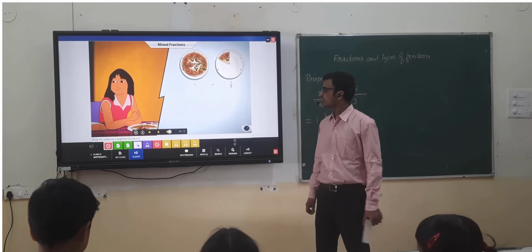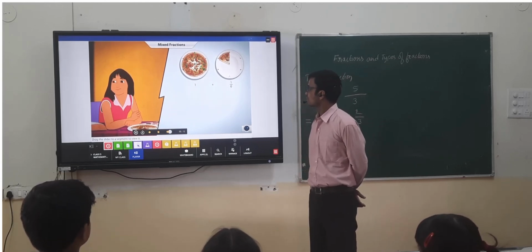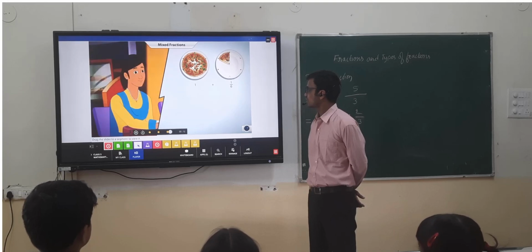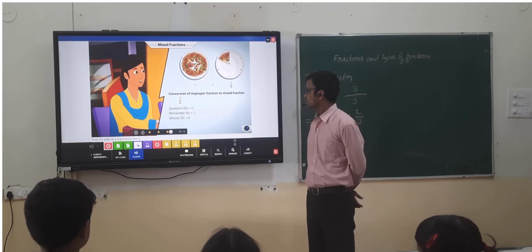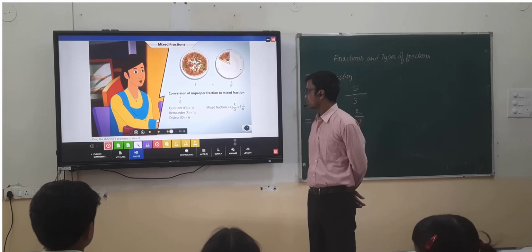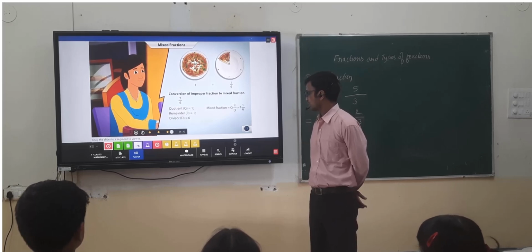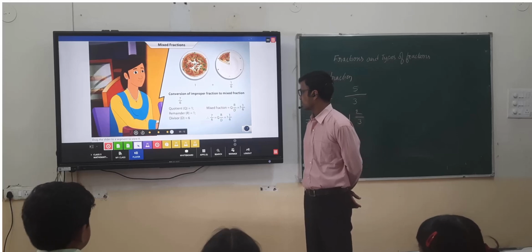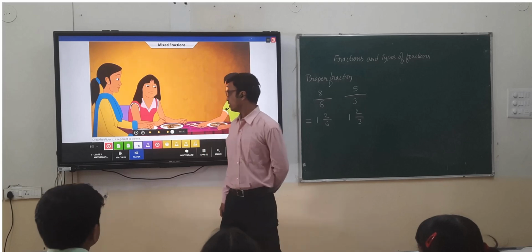But how do you convert an improper fraction to a mixed fraction? That's simple. All you need to do is divide the numerator by the denominator. The quotient that you obtain is the whole number of the mixed fraction. The remainder upon the divisor forms the other part of the mixed fraction. So this is all about how we will convert.